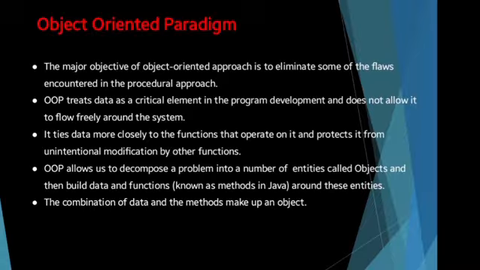Because of encapsulation, data is protected from accidental changes, unauthorized access is prevented, and program reliability increases. For example, in a bank account object, the account balance cannot be modified directly. It can only be changed through methods like deposit() and withdraw().